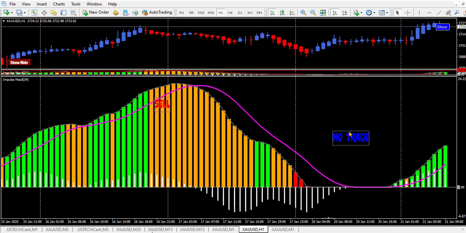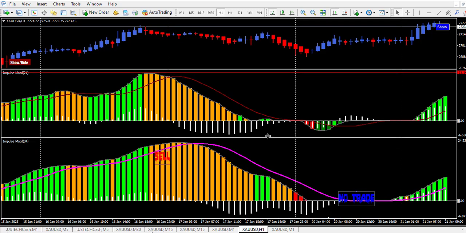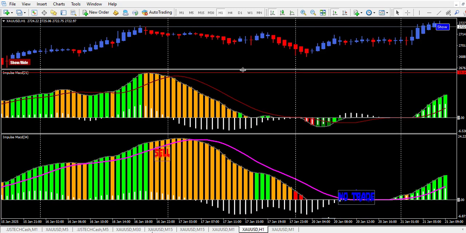MACD is a good indicator, but when the market is going sideways, then you are going to lose a lot of money when you trade at that particular zone. But with this particular indicator, we are not going to trade where there is sideways movement in the market. We will only trade when there's impulse, when there's momentum in the market, and that is the advantage of this particular indicator. Now I did add the other indicator, but for now I'm not going to explain that. Still the same indicator but with different settings.